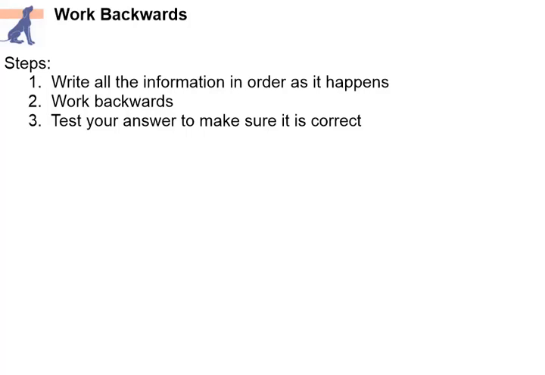Hi. Chapter 11 talks about working backwards. In these types of problems, you're going to be dealing with a string of events. What you're going to have to do is write down your string of events in order, and then work from your bottom back to the beginning. I'm going to show you how this works through example.